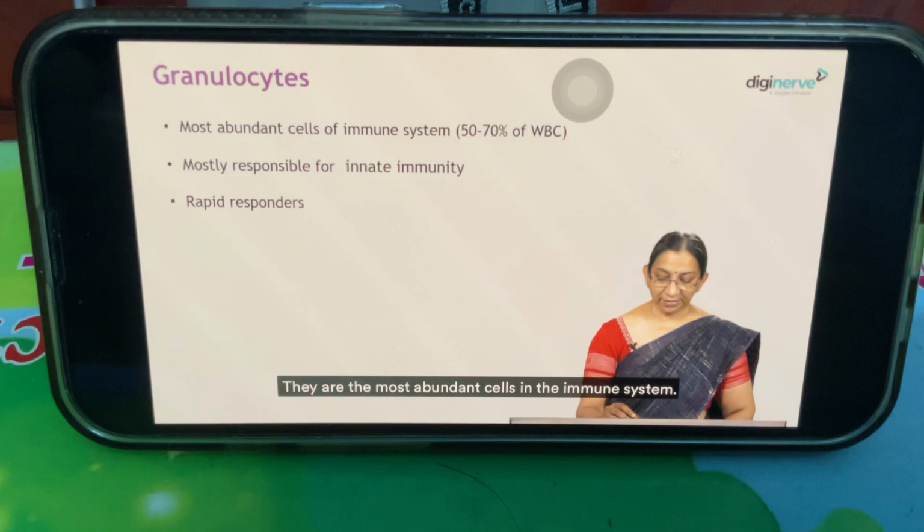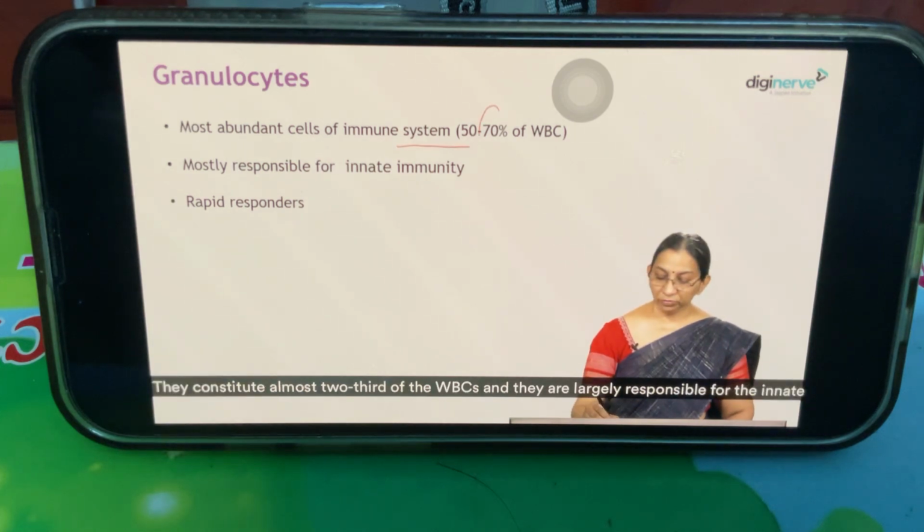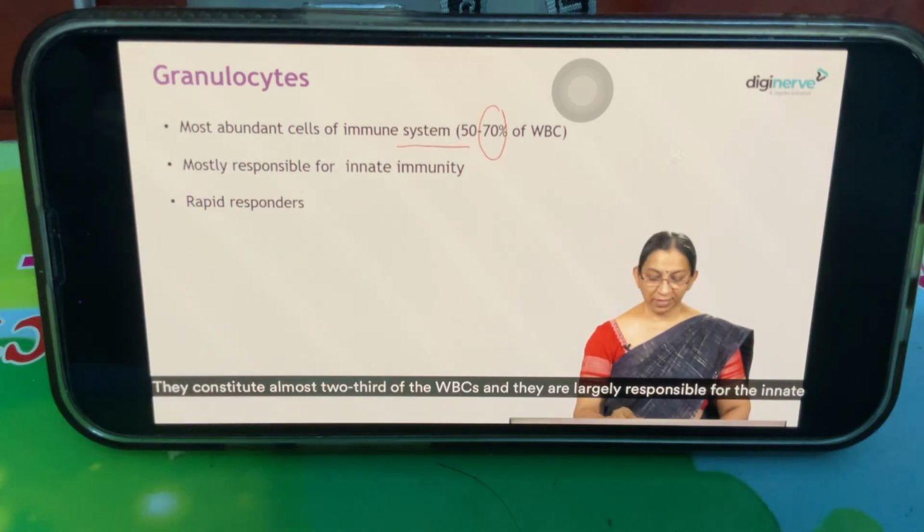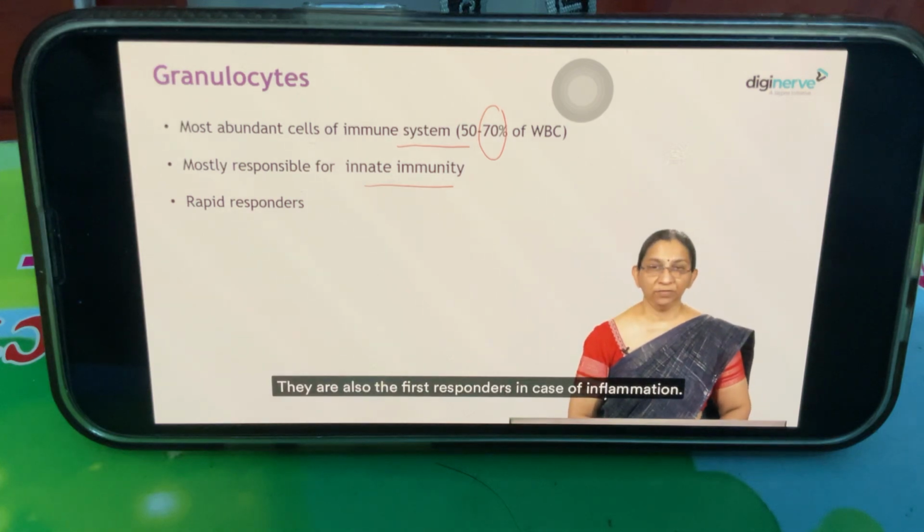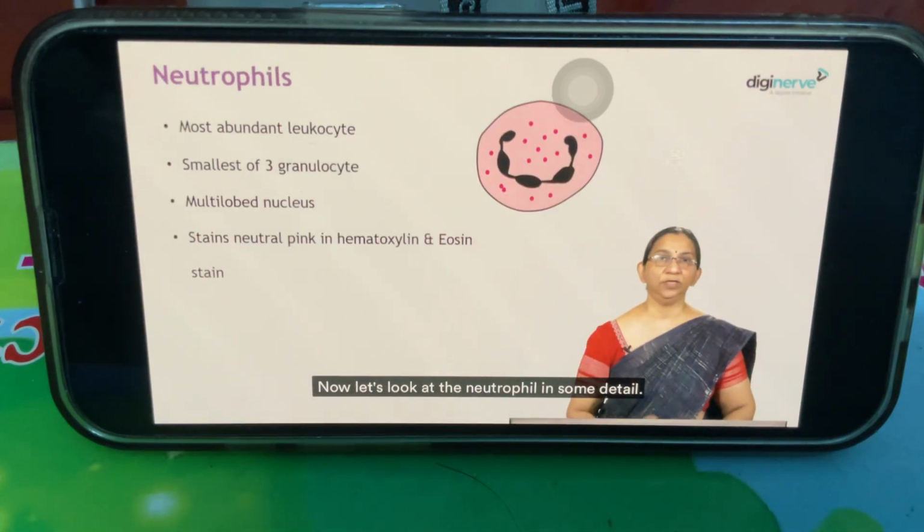They are the most abundant cells in the immune system. They constitute almost 2/3 of the WBCs and they are largely responsible for the innate immunity. They are also the first responders in case of inflammation. Now let's look at the neutrophil in some detail.